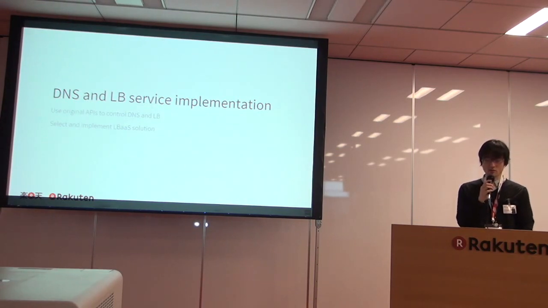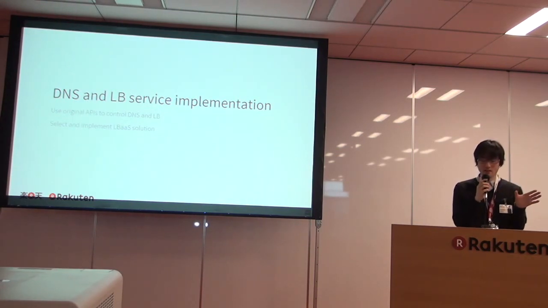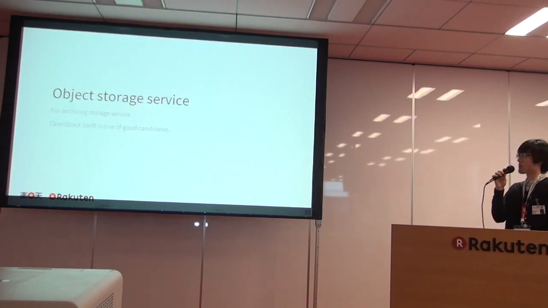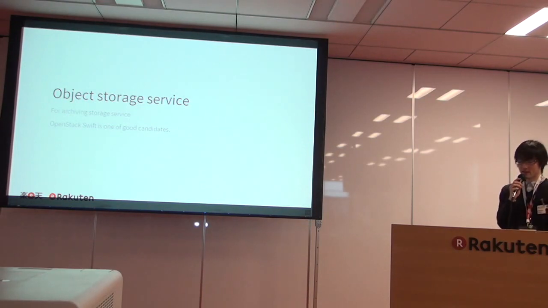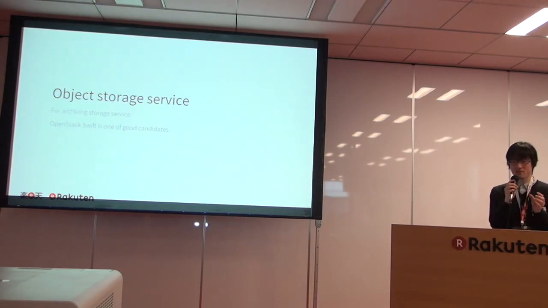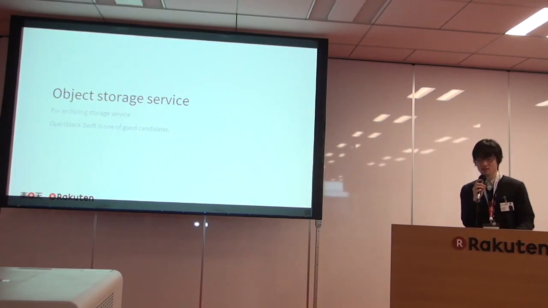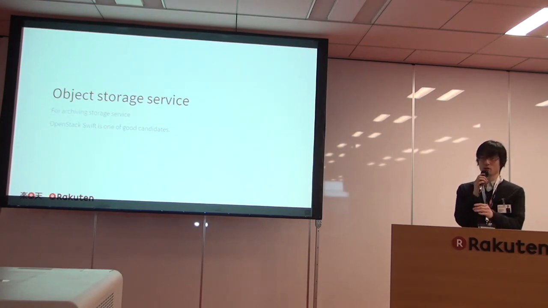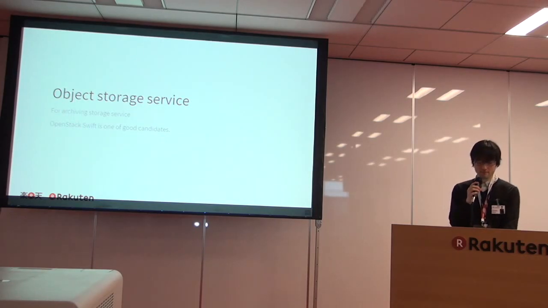Load balancer service allows us to implement automatic scale out at peak traffic. It is very interesting. We cannot forget to talk about object storage service. We are considering object storage service for archiving. Archiving means storing backups, OS images, logs, and so on. There are many object storage systems in the world, but OpenStack Swift is a good candidate from the viewpoint of OpenStack integration.